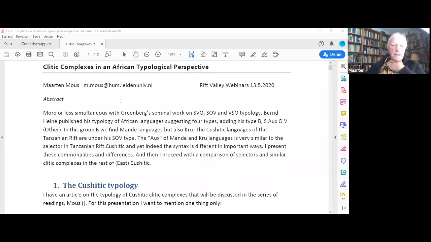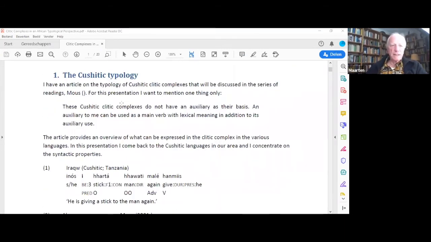I begin with the abstract, but I skip it because it is the abstract that I used for the announcement, and what I'll do is slightly different. I won't go too much into the typology article on the Cushitic clitic complexes. One thing that I want to take out of that is that the Cushitic clitic complexes do not have an auxiliary at their basis. They are really all grammatical elements. To me, an auxiliary can also be used as a main verb with lexical meaning in addition to its auxiliary use. So in that sense, the Cushitic ones are different.